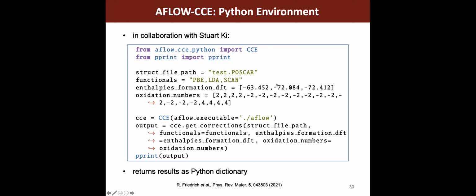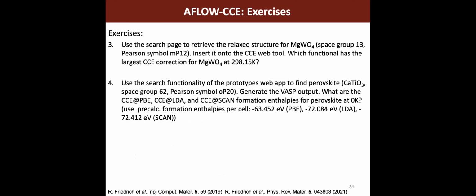Yes, I want to just briefly mention the Python functionality, which I won't go into detail right now. I want to rather focus on the other exercises for the corrections. For the first exercise, you should use the search page to retrieve the relaxed structure of the magnesium tungsten oxide system with space group 13 and Pearson symbol mP12. You can insert it into the CCE web tool or use it on the command line and determine which function has the largest CCE correction for magnesium tungsten oxide at room temperature.